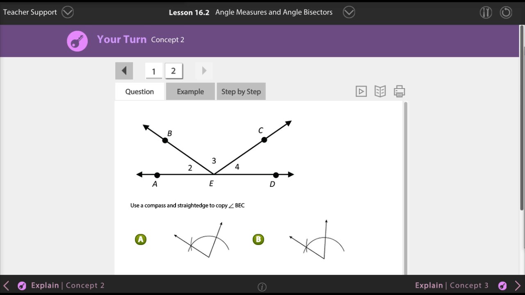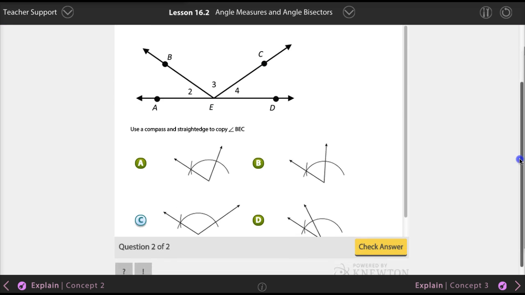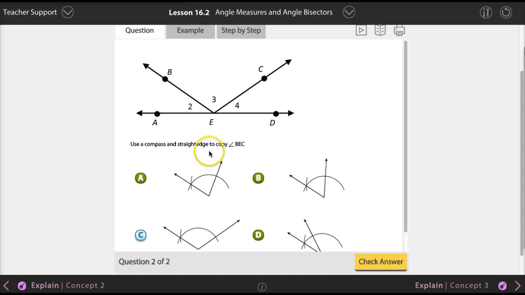So then next question over here. You have to use a compass and a straight edge to copy angle BEC. So then we're going to learn how to do that in class, okay? So just come see me in class, ready to learn. Yay!